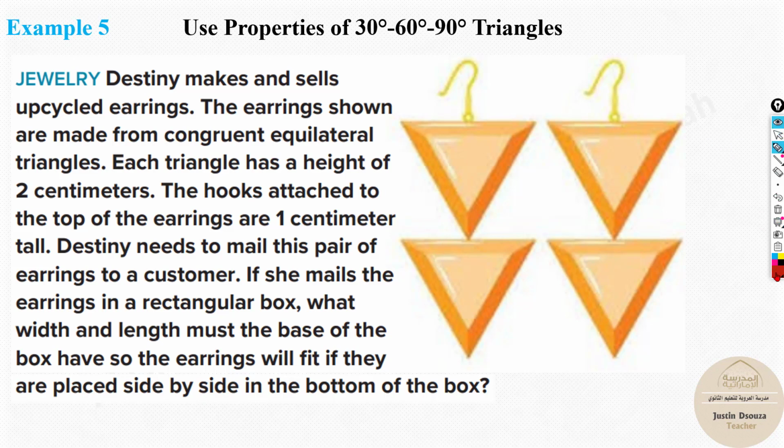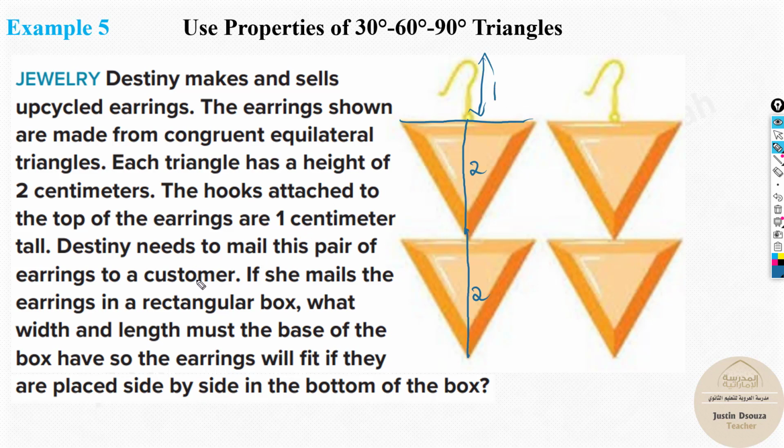Let me just, as I read it, mark it up over here. This equilateral, in the sense all the bases are equal and this single height is all same. This height is 2 centimeters and they are joined over here. Let me just draw this complete over here till over here. 2 plus 2, this is 4 centimeters. And the hooks attached to the top, this is how much? 1 centimeter. This is 1.